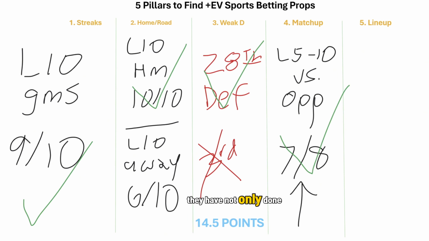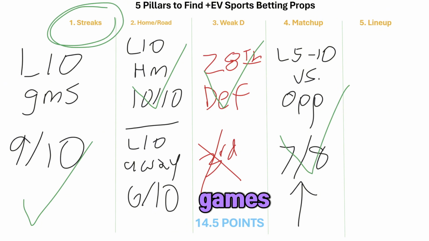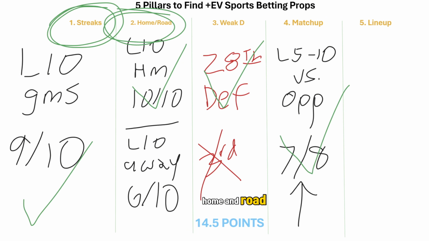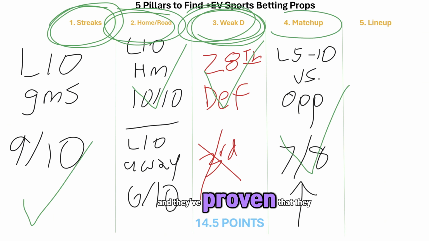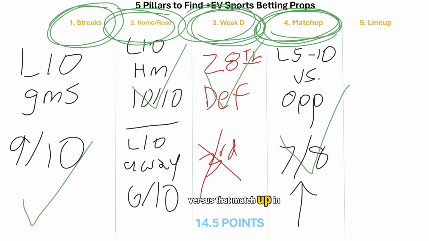They have not only done it in the last 10 games, they've not only done it home and road, they are facing a favorable matchup, and they've proven that they can do it versus that matchup in the past. Now we need to move on to step number 5, pillar number 5, which is lineup.